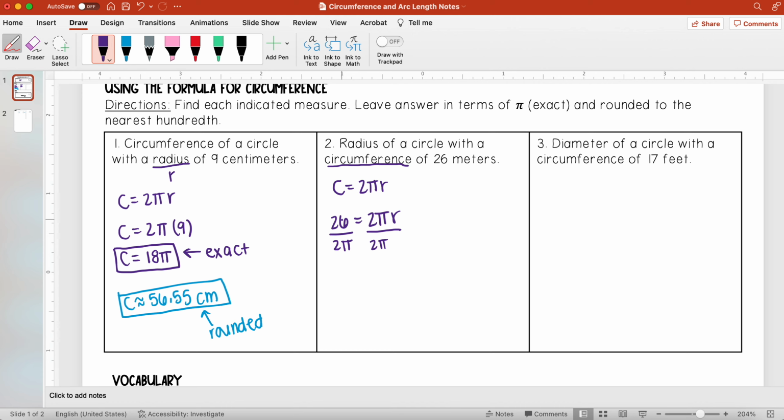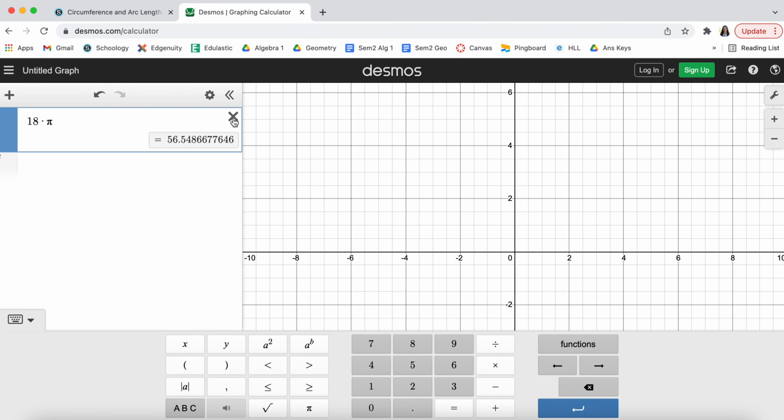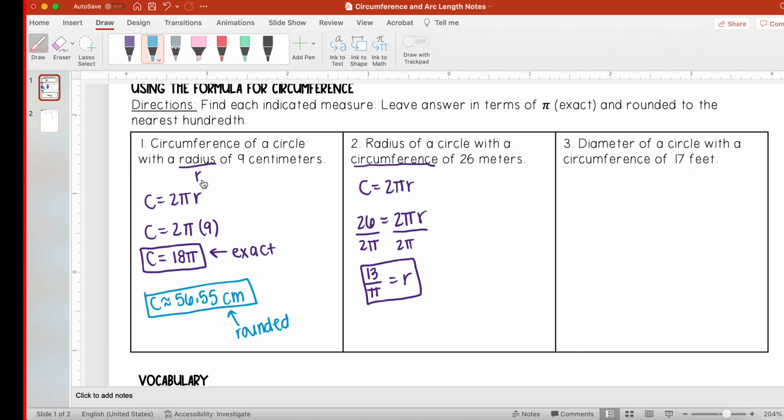And then I see that 26 divided by 2, I get 13. So I have 13 over pi is equal to r. And so that's going to be my exact answer, 13 divided by pi, or 13 over pi. Now I'm going to go ahead and type that into Desmos to get my rounded answer. So I have 13 divided by pi. And I see rounded to the nearest hundredth, that's going to be 4.14 meters.